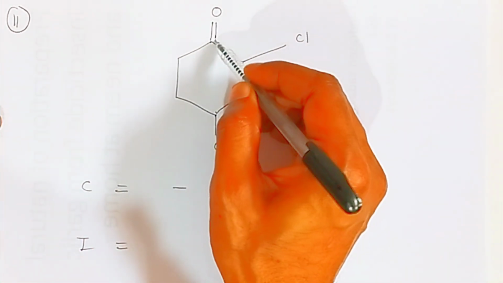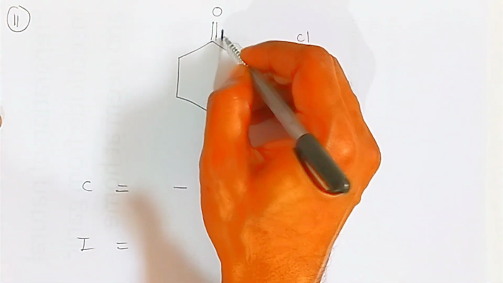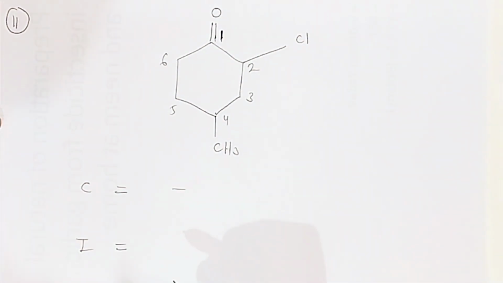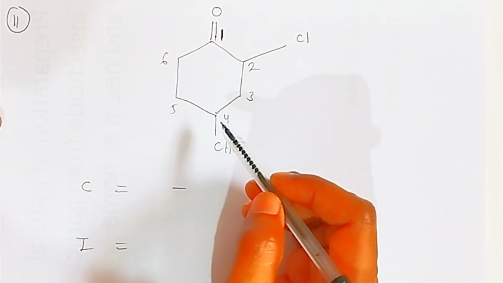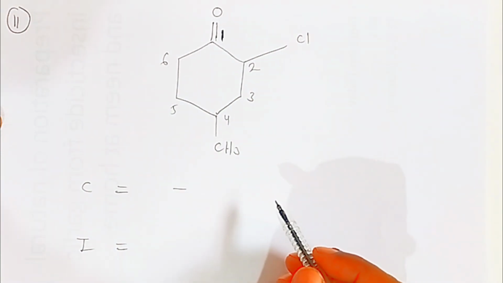So this carbon of the cyclic hydrocarbon we are going to give as carbon number 1. This is 2, this is 3, 4, 5 and 6. So total, students, which type of hydrocarbon is it? Cyclohexane. But this cyclohexane has oxygen attached, so we call it cyclohexanone.